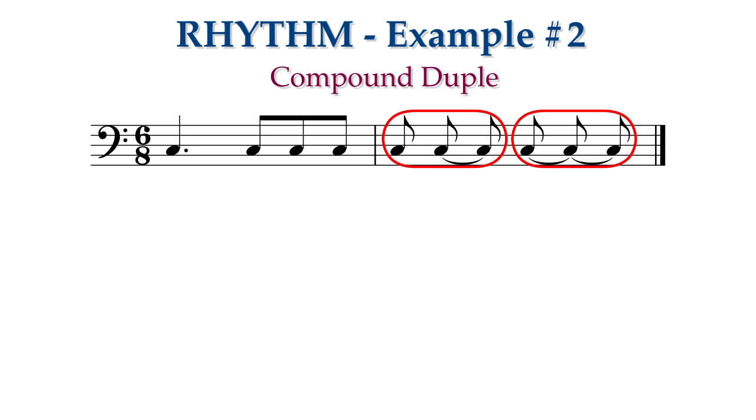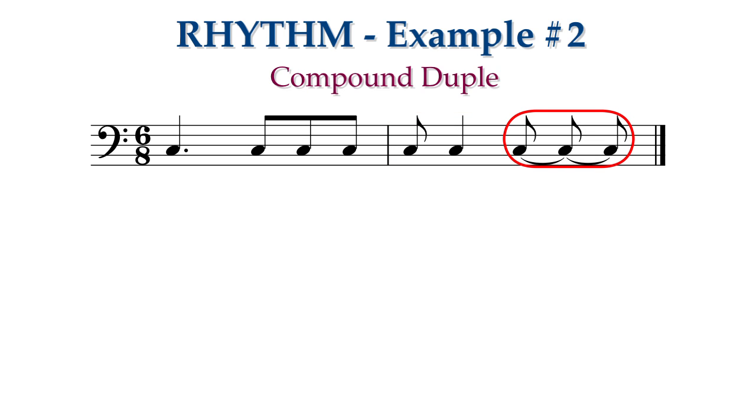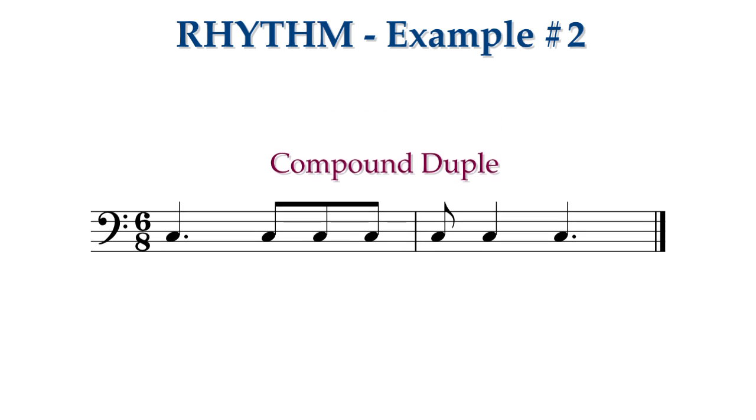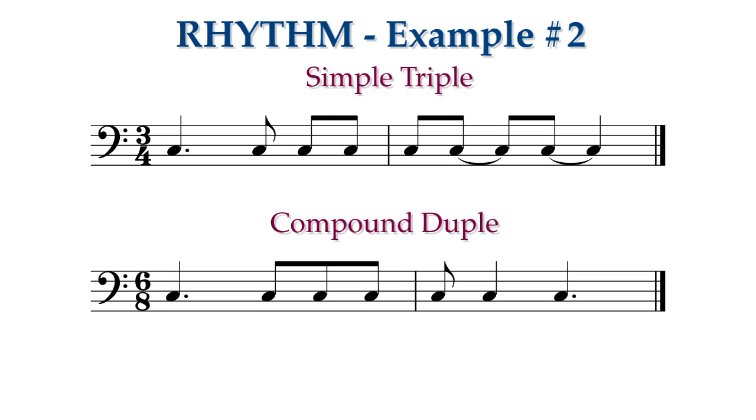In the second measure, the second 2 eighth notes in the first group will combine into a quarter note because they belong to the same beat. The first eighth note is alone with a flag. The last group of 3 eighth notes combine into a dotted quarter note. Listen to the difference between the 2 rhythms.